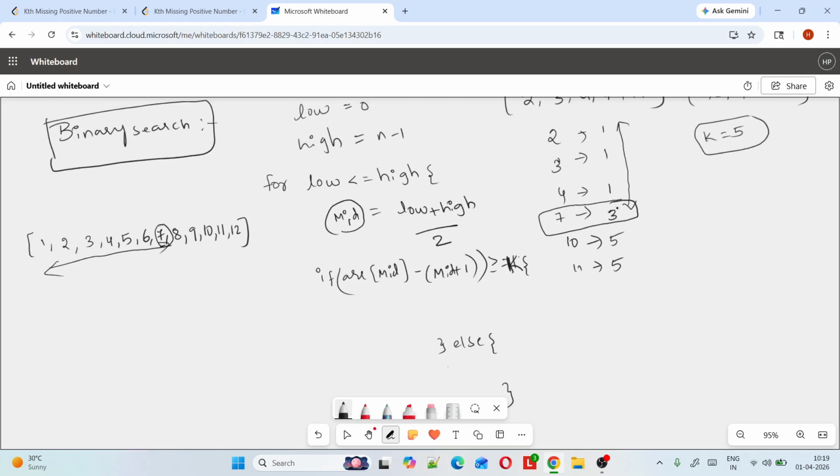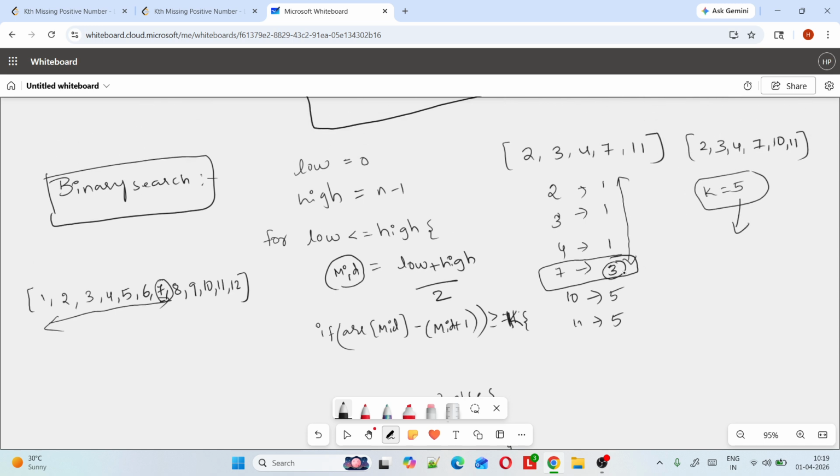As I mentioned, we have only 3 missing till here, but you have to return the fifth missing. So you have to find the first index where this count of missing numbers is greater than or equal to 5. Here k equal to 5. When you compare these two, the first index is this one, number 10, and its index is 0, 1, 2, 3, 4, so the index is equal to 4.